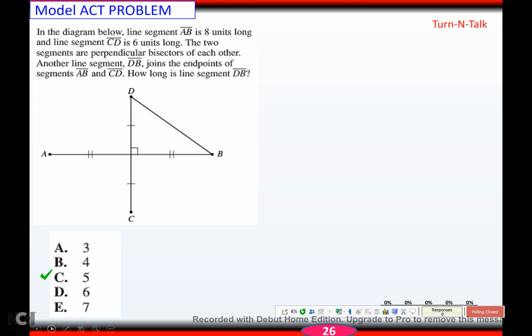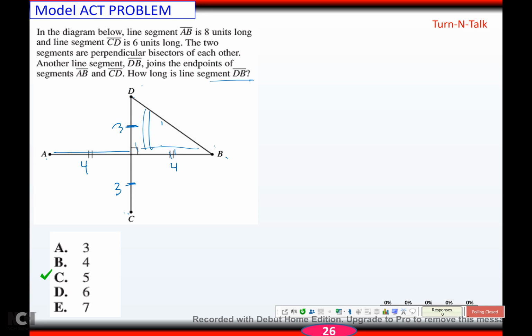Okay, in the diagram below, line segment AB is 8 units long. And I can tell by these marks that this length is equal to this length. So if the whole thing is 8, that's got to be split into 4 and 4. And the line segment CD is 6 units. Again, because of these marks, I know that 6 is split equally into 3 and 3. It says the two segments are perpendicular bisectors of each other. Bisectors, that's why those lines are there. Another line segment, DB, joins the endpoints of segments AB and CD. How long is the line segment DB?